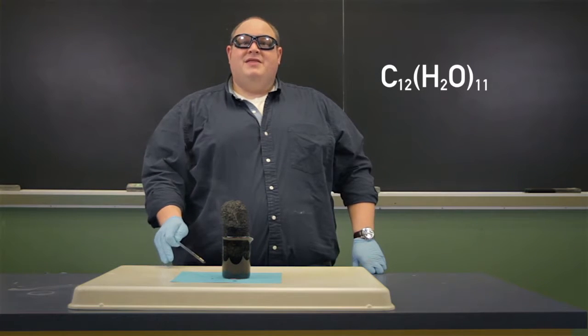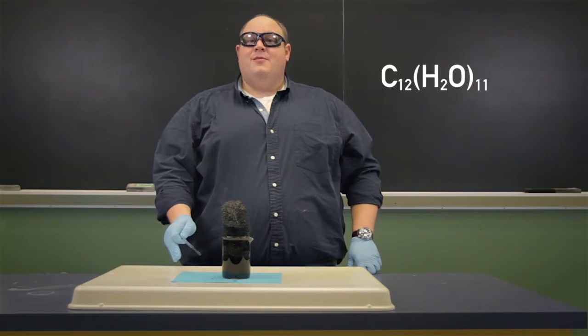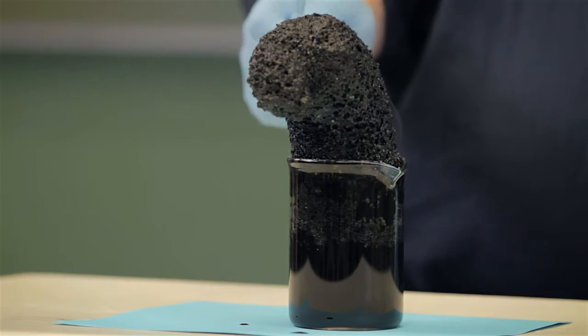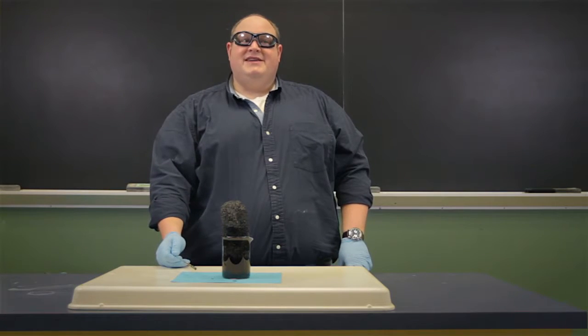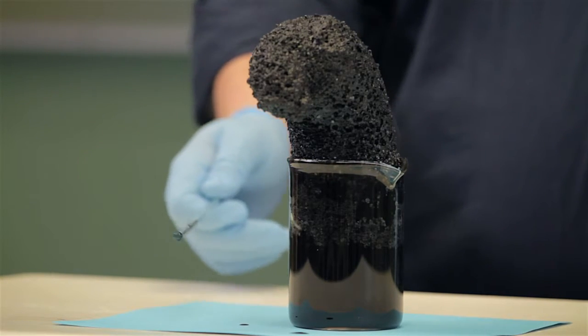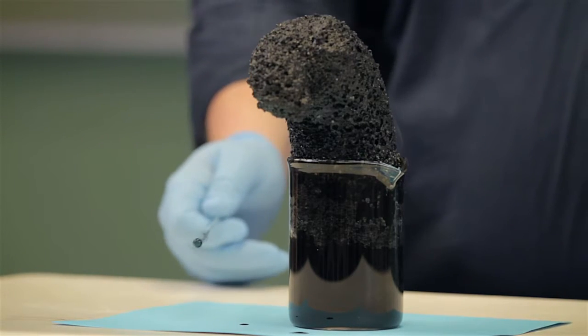C12(H2O)11. This tells us that for every 12 carbon atoms, we have 11 water molecules associated with carbon. What are the possible products if sucrose, C12(H2O)11, is dehydrated? When we added sulfuric acid to the sucrose, the mixture got so hot that the water vaporized, and we saw that as steam rising from the mixture.